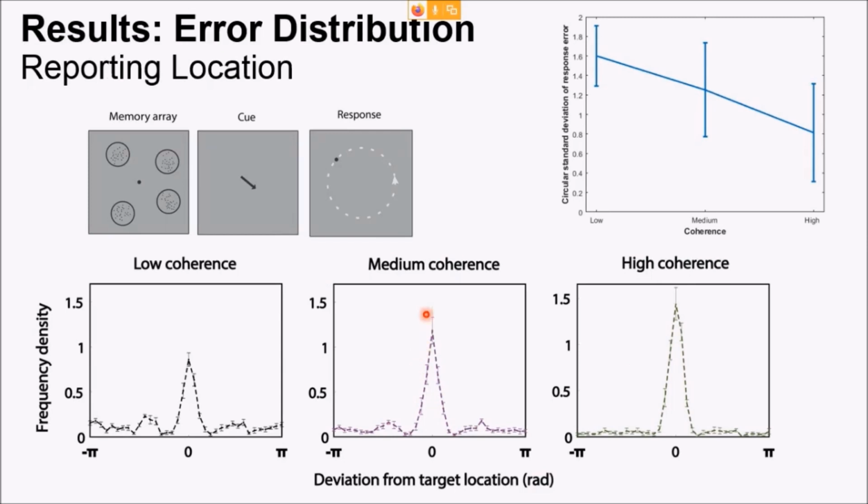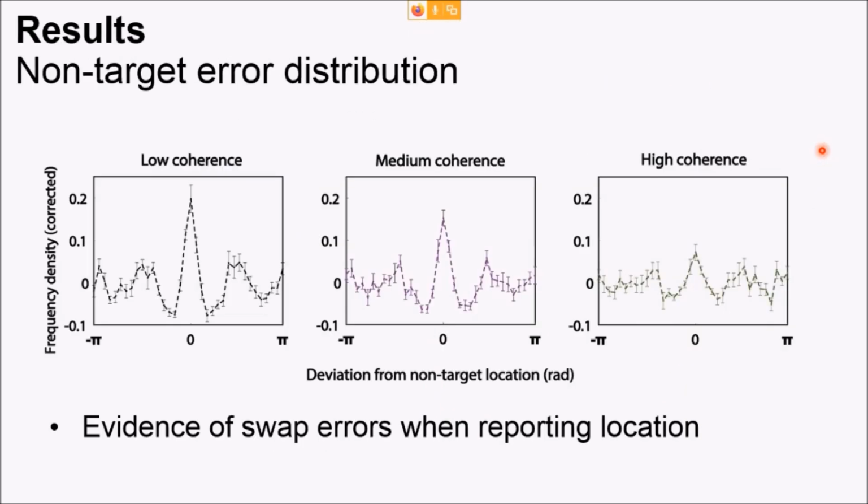Now moving to the other condition, when they're reporting location after being cued with direction, we're once again seeing a decrease in variability as coherence increases. However, again in this condition, this is thought to be likely due to the differences in the occurrence of swap errors. And that's supported when we look at the non-target error distributions, where we see a clear central tendency in each plot, suggesting that swap errors are present when reporting location.